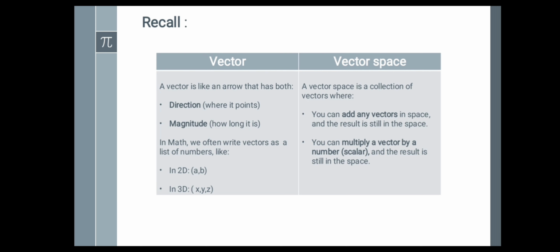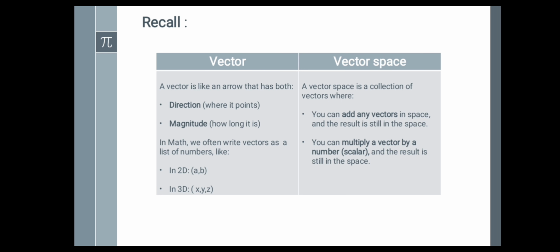In our previous lesson, we discussed vectors and vector spaces. So a vector is a line. It's like an arrow that has both direction, or where it points, and magnitude, or how long it is. The direction is where it's pointing, and the magnitude, or the length, is how far it goes.